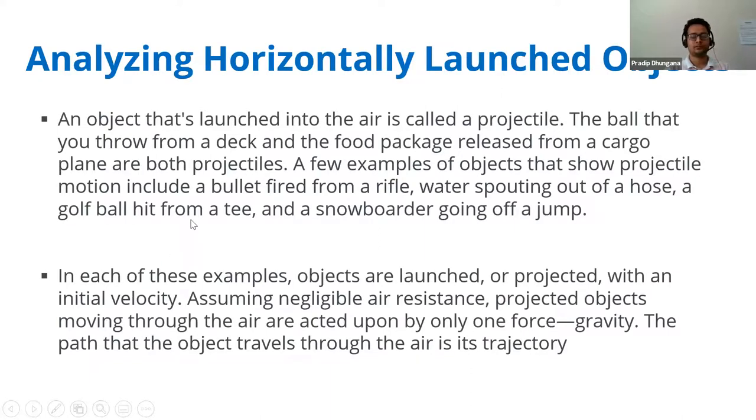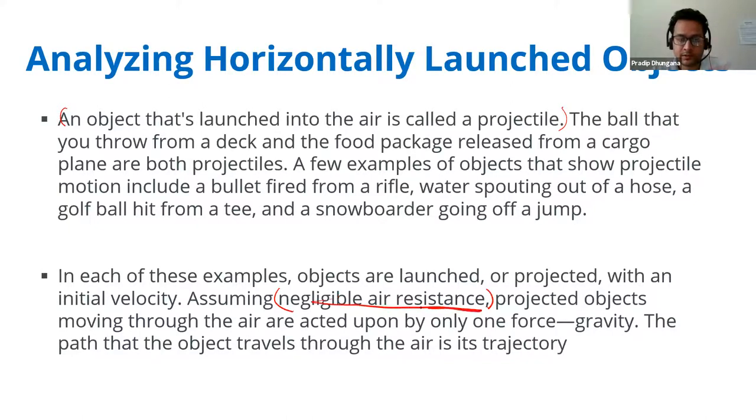Let's briefly discuss what a projectile is and what some examples of projectiles are. An object that's launched into the air is called a projectile, any object. The ball that you throw from a deck and a food package released from a cargo plane are both projectiles. Other examples are a bullet fired from a rifle, water spouting out from a hose, a golf ball hit from a tee, and a snow boulder going off a jump. These are all examples of projectile motion. Whenever we work on projectile motion with an initial velocity, we'll always assume negligible air resistance.